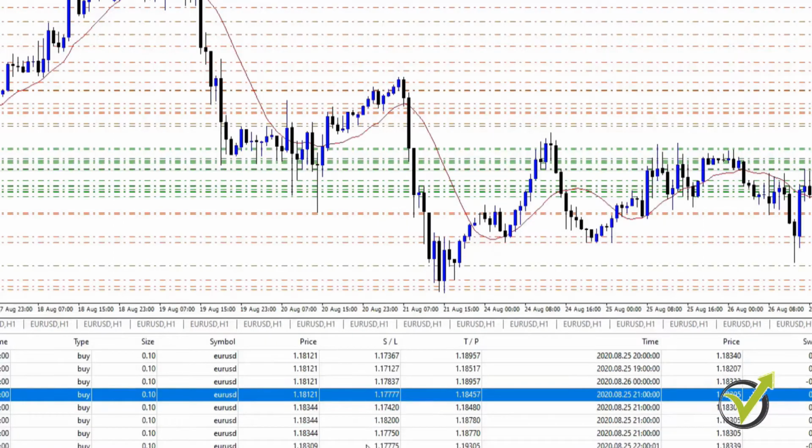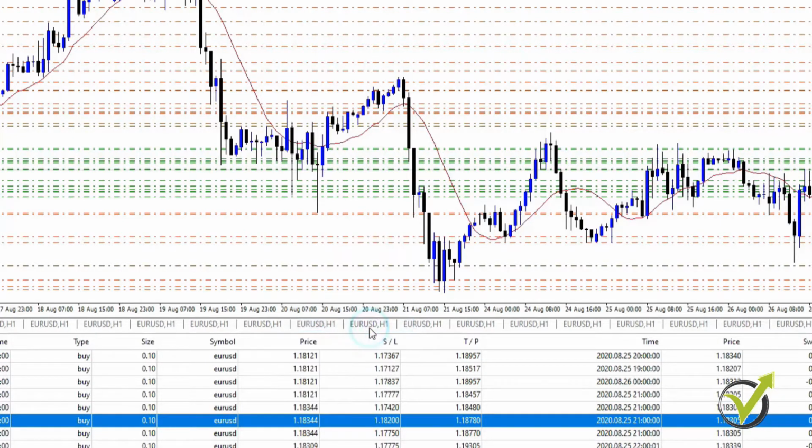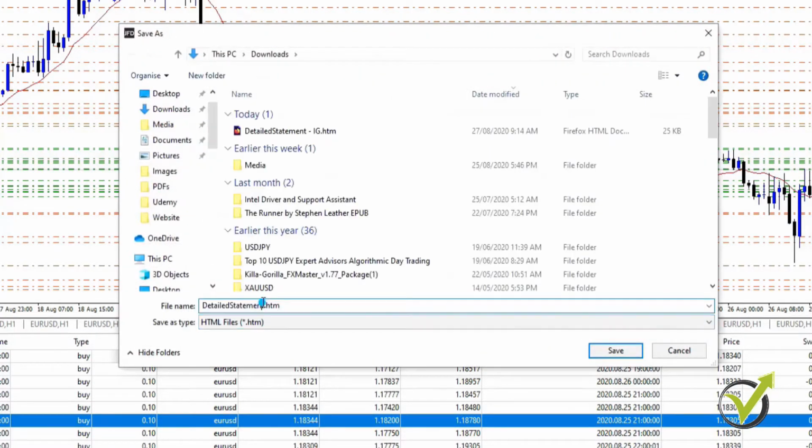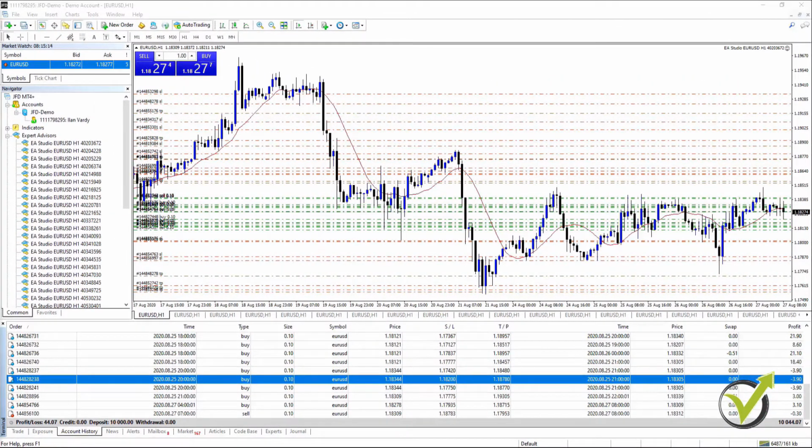I'm going to do the very same thing with JFD. In the account history window, right click, select Save as Detailed Report. And this one I'm going to call Detailed Statement JFD, and I'm going to save that. Right, now we have two detailed reports, and if we open them up, you can see it here.